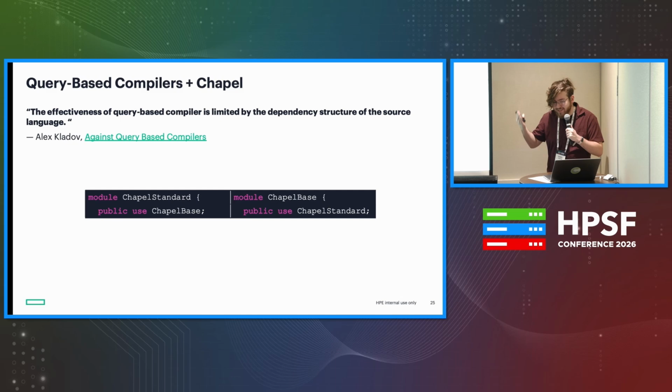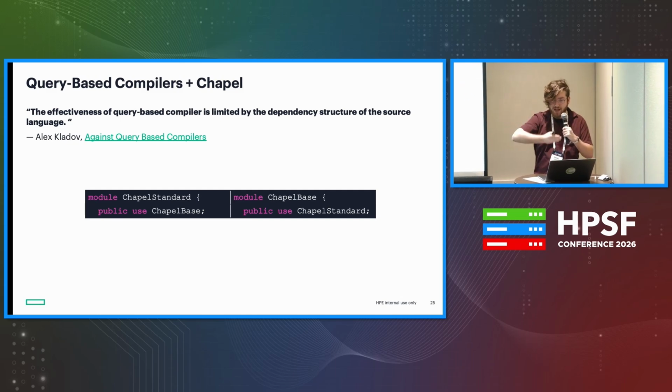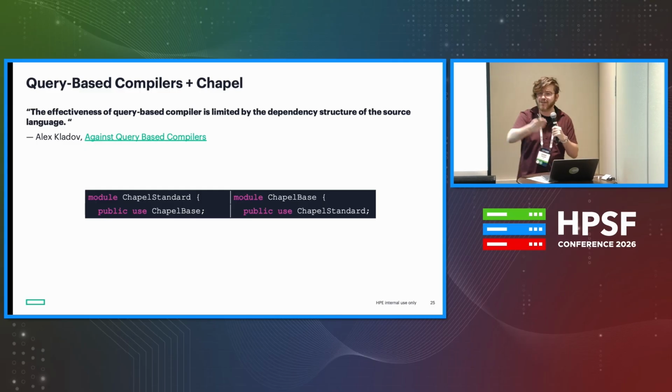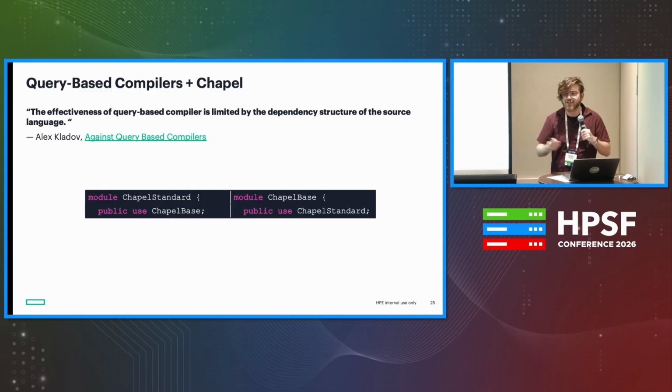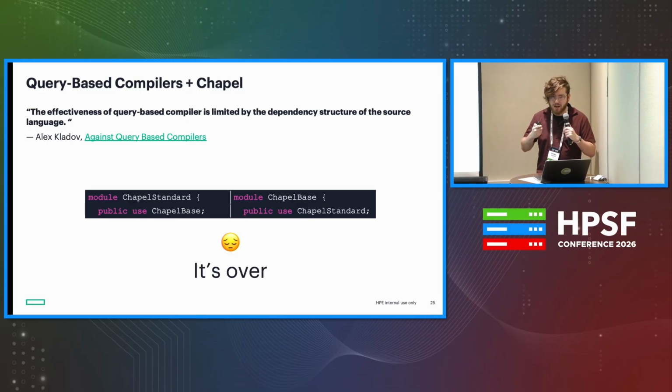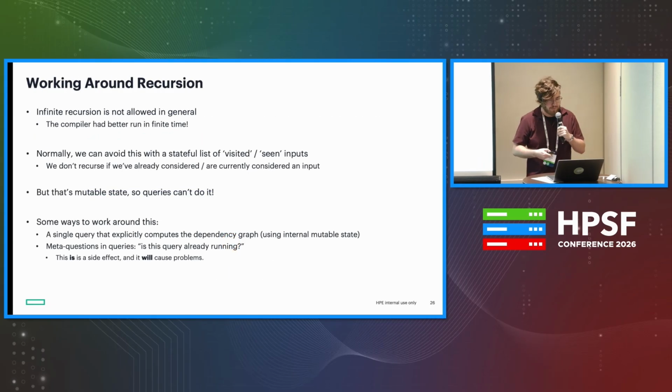And I thought about this, and I thought about these two standard Chapel modules, Chapel Standard and Chapel Base. And as you can see, Chapel Standard imports Chapel Base, and Chapel Base imports Chapel Standard publicly, in fact, so they re-expose each other's declarations. This is a mutual dependency, and it's over. Go home. We can't do this. Not really. We can work around this, but it does complicate the compiler architecture somewhat.